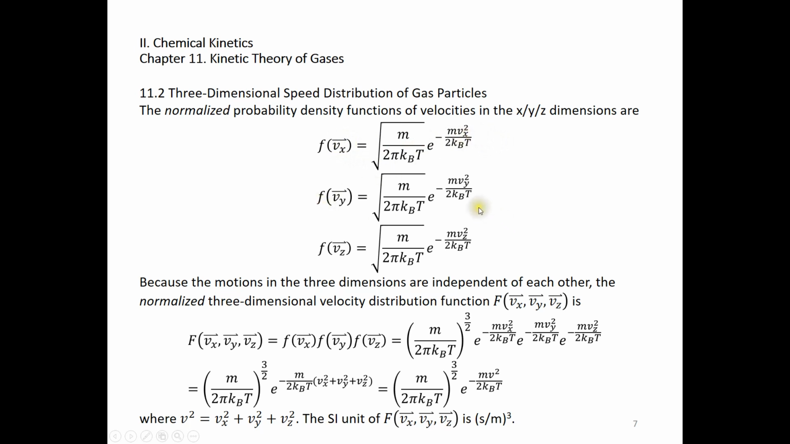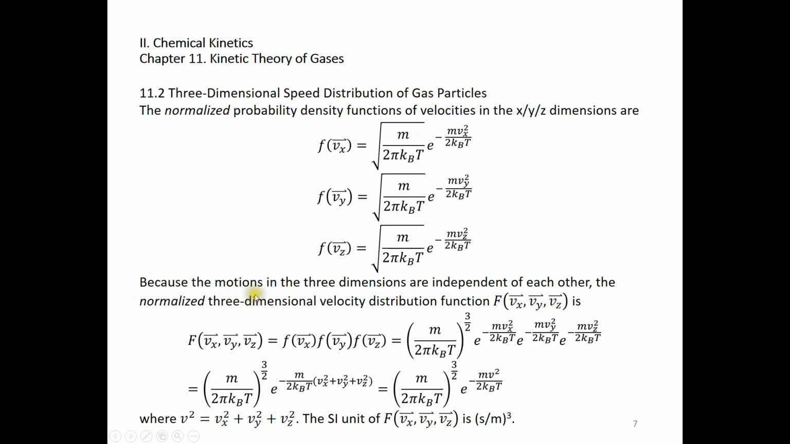Now let's look at the y direction. We have the same equation, except x is replaced with y. And now we have the same equation for z. All three dimensions have the same normalized probability density function.